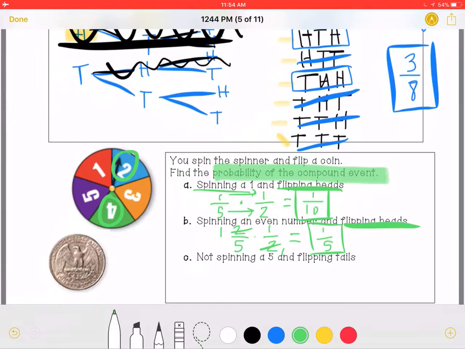The last one, what's the probability of not spinning a 5? So how many numbers are not 5? Well, 4 out of the 5. And what's the probability of flipping tails? 1/2. Again, if you wanted to cross simplify, so the probability of not spinning a 5 and flipping tails is 2/5.